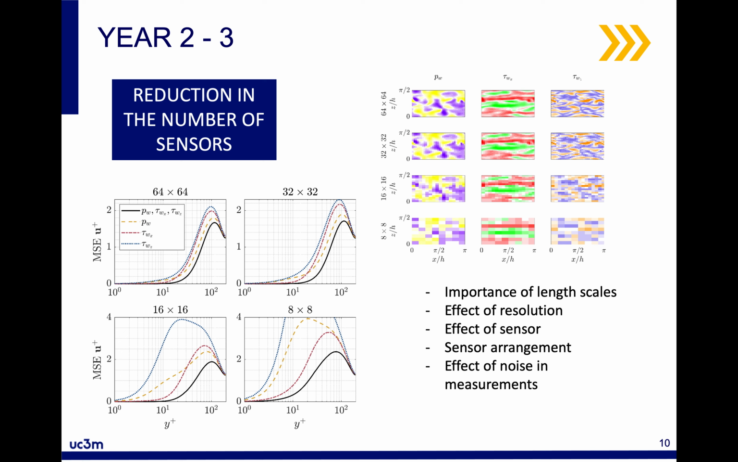Here we have some cases where we have analyzed the effect of the resolution of the sensor, the effect of the sensor that we are using, just using one of them instead of the three of them. We have assessed the effect of the sensor arrangement. We have also assessed the effect of noise in measurements, and here we have some results where we can see how the mean square error can increase when we use fewer sensors, but the increment in the error is not proportional to the important reduction in the number of sensors that we may have in the different cases.